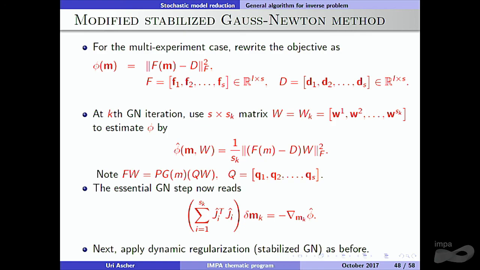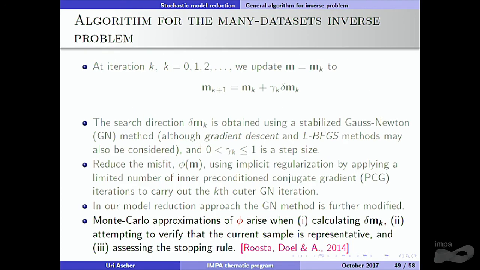So you see, the stabilized Gauss-Newton method is, in addition, modified by the stochastic method. This is something that we did that we think is new, and the paper appeared only in 2014: you're really using the Monte Carlo approximation 3 times. One, to calculate this delta M. The other one is to verify that the current sample is representative. Is it big enough? Can we reduce it? No. We try to only increase it, but not too fast. And then to assess the stopping rule, we need phi for that as well.